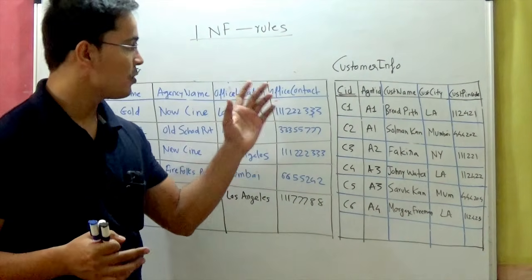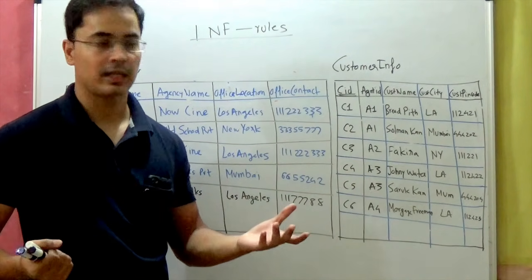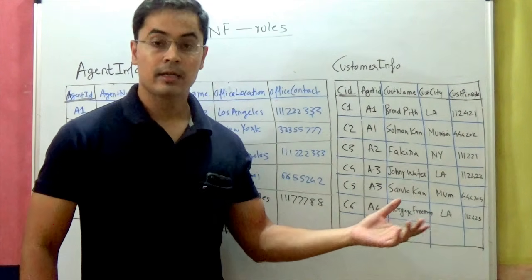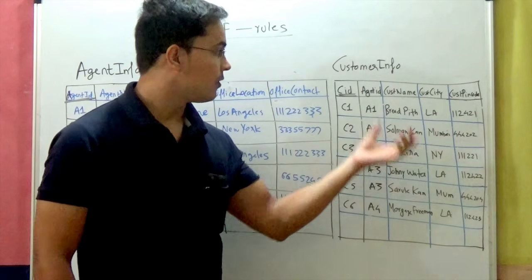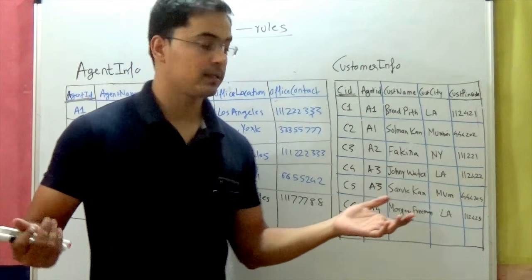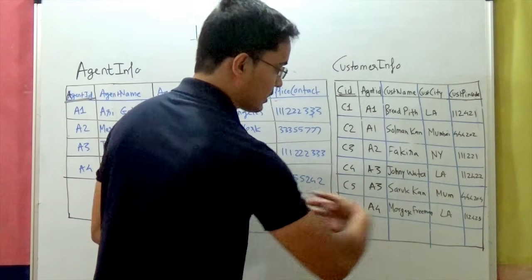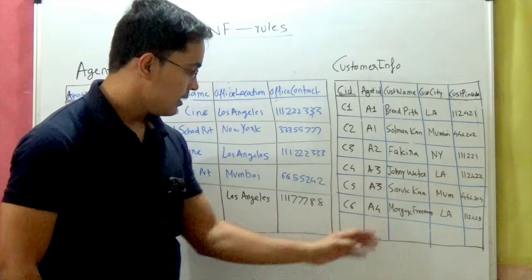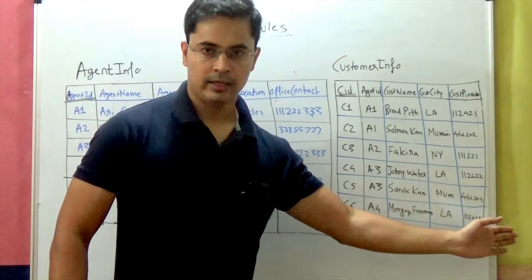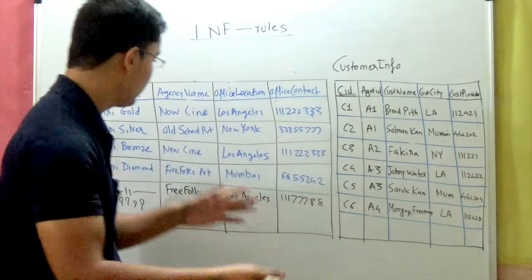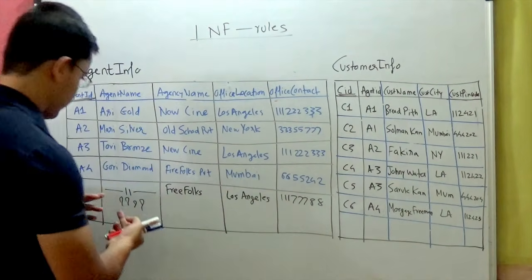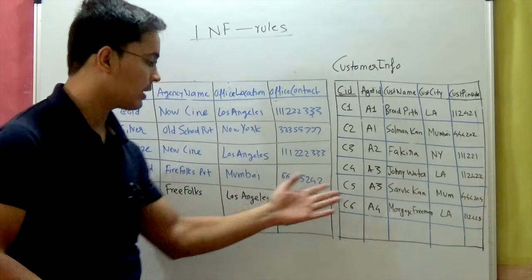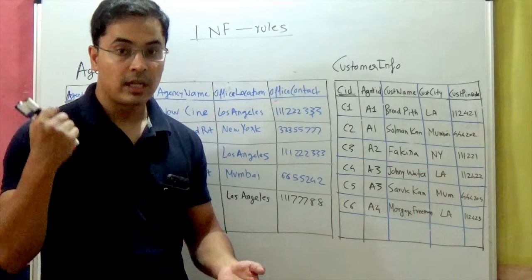Sorting. Remember, we could not sort based on customer name. So now we could sort the data based on customer name because there's one column. Insert and delete anomalies on the customer table are gone. For example, I could delete a customer. Let's say Mr. Mortgage Freeman goes out of the planet. In that case, I can delete this entry of customer Mortgage Freeman, and still my agent information, A4, Gori Diamond, will not be harmed in any manner, right? I'll retain that agent information. So delete anomaly is avoided.